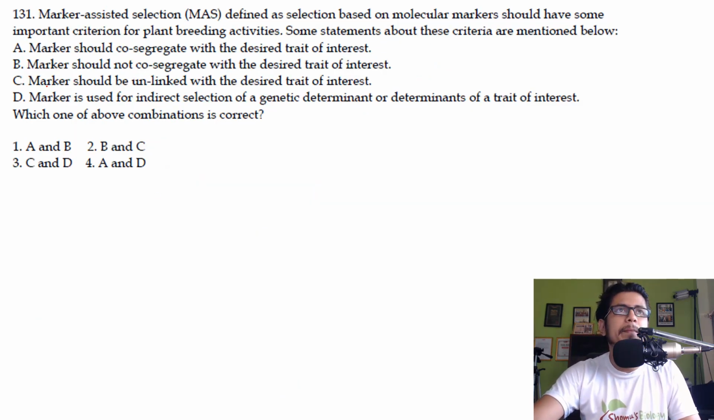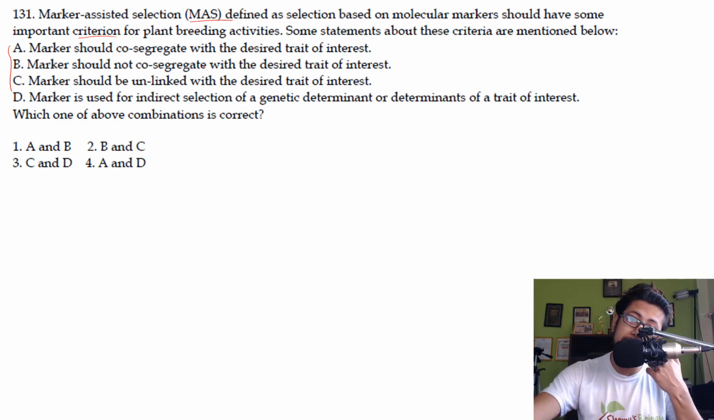Let's move to the second type. Marker assisted selection or MAS, defined as selection based on molecular markers, should have some important criteria for plant breeding activities. Some statements about this criteria are mentioned below. So this question is from marker assisted selection or MAS.